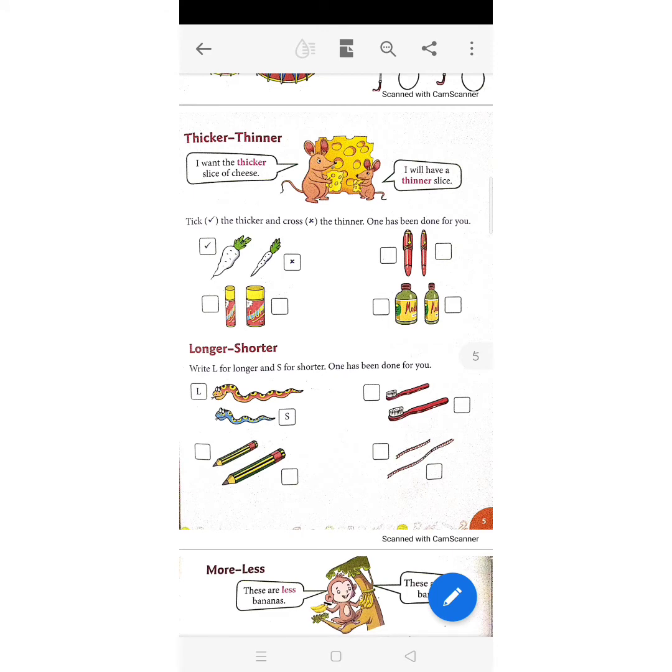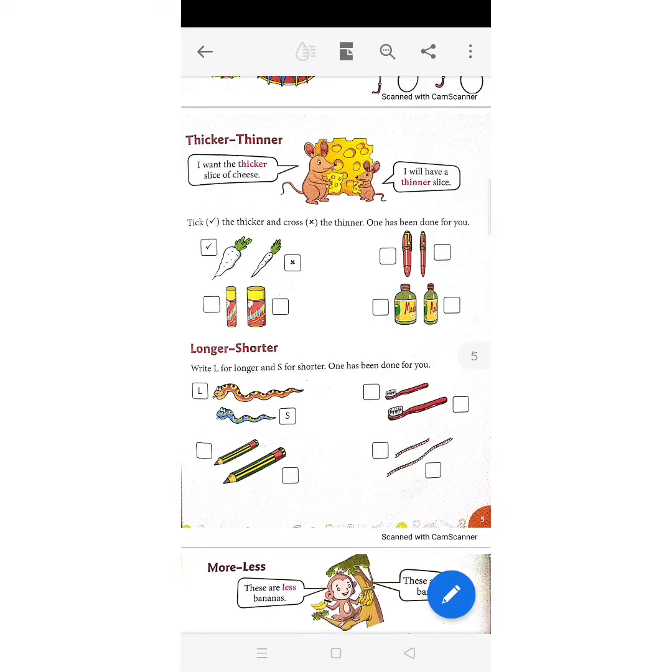Next, the left hand side medicine is thicker while the right hand side medicine is thinner compared to the left hand side medicine. So let us see some more examples so it will be easier for you to understand it more clearly. So let's go.